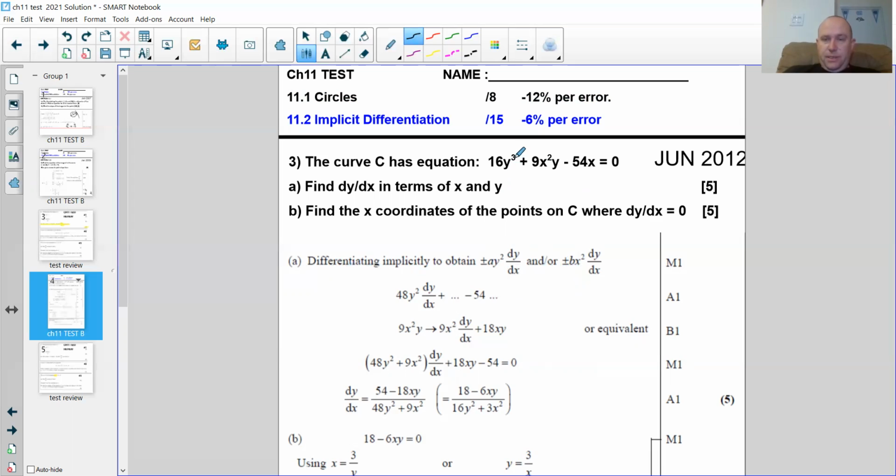So how we're supposed to do this is bring the 3 to the front and multiply. So 48, decrease the power by 1. And as it's a y, we would put dy by dx. So we can actually get to 2 points just for actually getting this first term correct. Oh, I'm sorry, we do need the negative 54 at the end here. So the differential of negative 54x is negative 54.